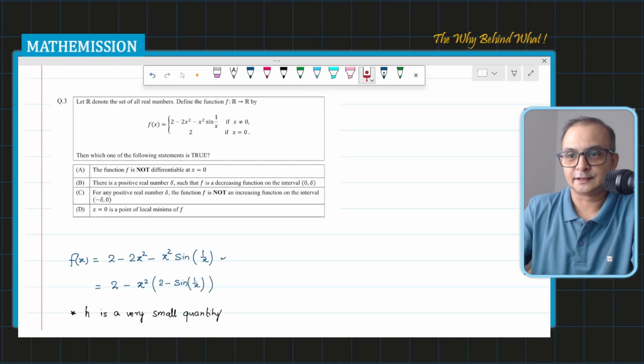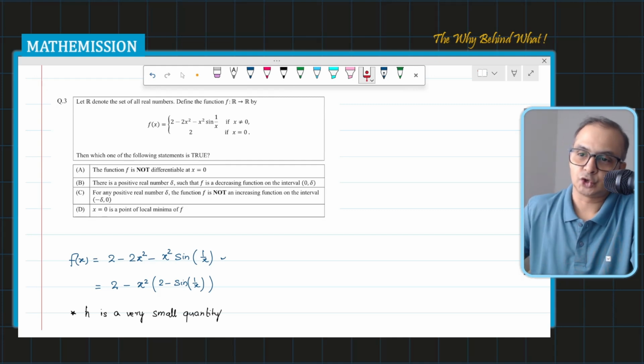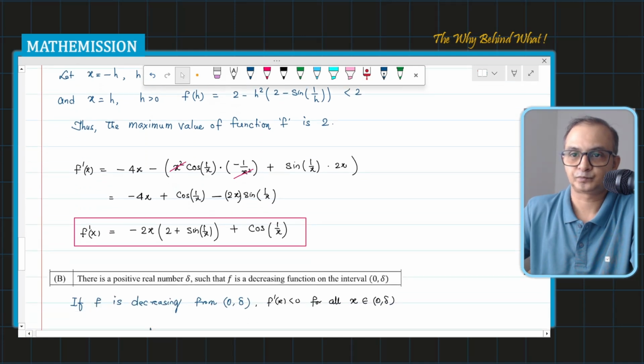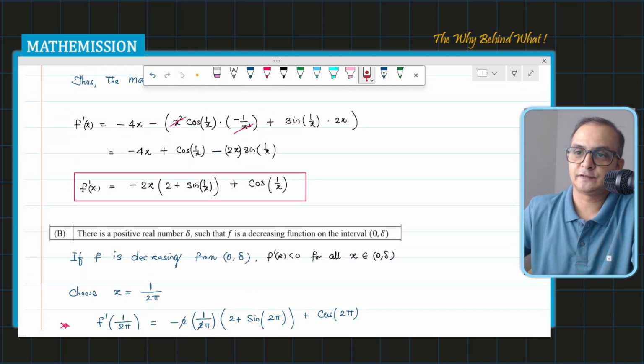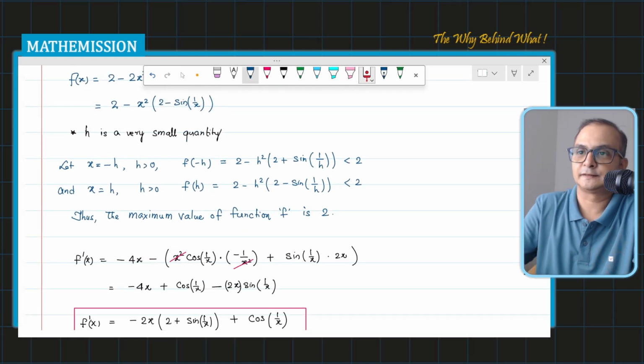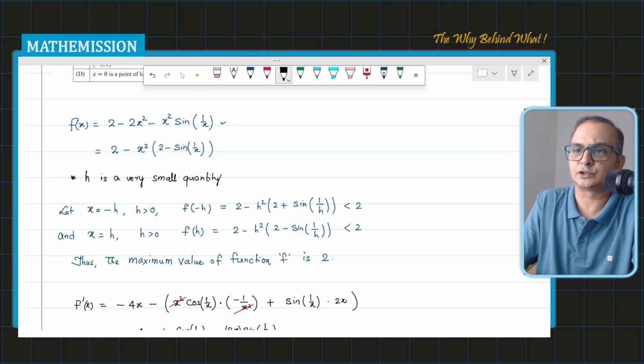Now they're asking about the decreasing and increasing behavior, in what interval the function is exhibiting it, which we have to understand. For that, I have simply differentiated this function, and the derivative will be this one. I have this function given, and I'm using the first version of it. If you differentiate this, you automatically know what will happen. Let me just show you.